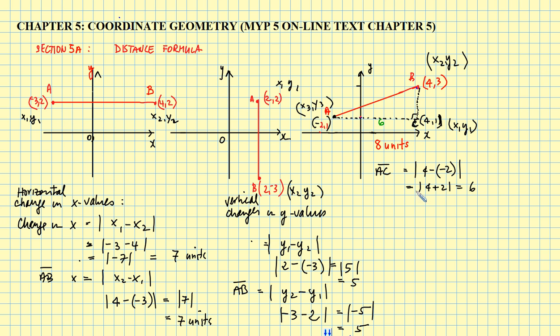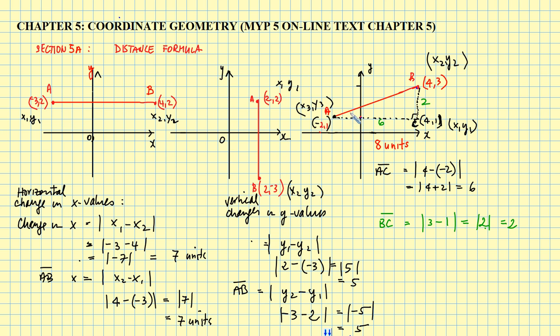And now I'm going to find my vertical distance. So the vertical distance is going to be BC, and I'll say that it's going to be a change in the y's. So it'll be 3 minus 1. So 3 minus 1 is equal to the absolute value of 2, not 4. It's going to be the absolute value of 2, which is just going to be equal to 2. So I know that this distance is going to be vertically 2 units.